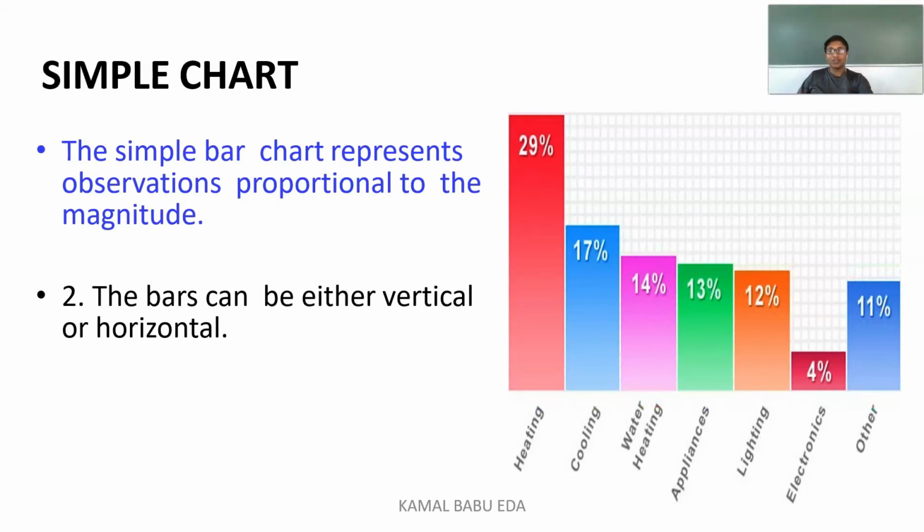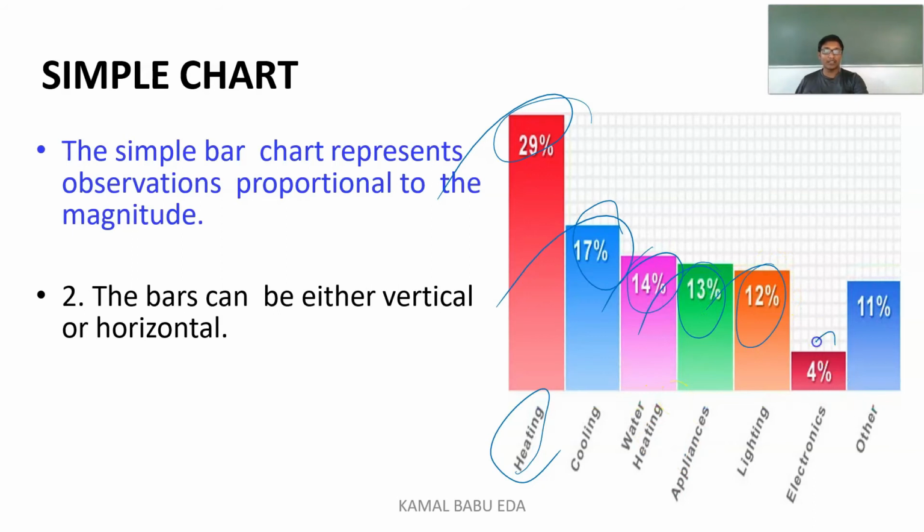As you have seen, heating is taking about 29%, cooling about 17%, water heating about 14% of the electricity, appliances about 13%, lighting about 12%, other electronics 4%, and others constitute about 11%.